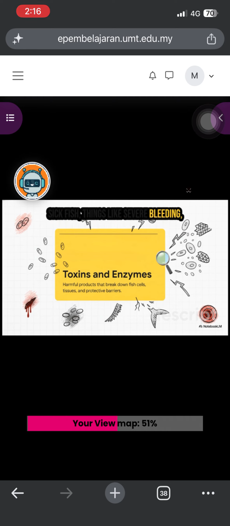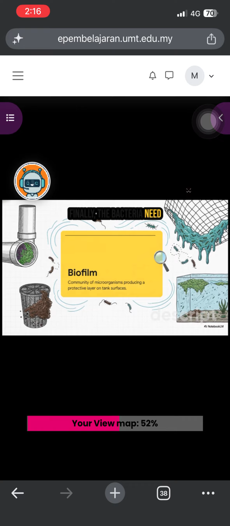Things like severe bleeding, tissue necrosis, fin rot, and those really nasty deep red ulcers. Finally, the bacteria need a secure place to hang out in the environment itself. A biofilm is a tight-knit community of microorganisms that stick to a surface and secrete a protective layer completely around themselves. Think of it as a fortified community bunker.